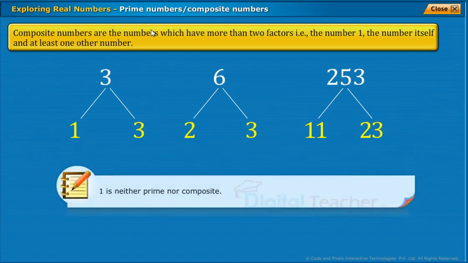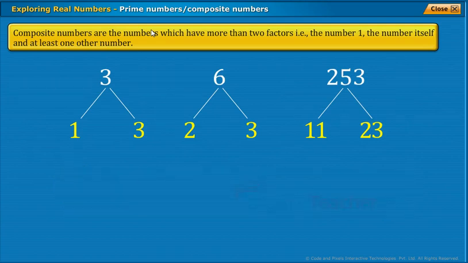We know that all natural numbers except 1 can be written as a product of their prime factors. For example, let us go through some of the numbers. Say 3 is equal to 1 into 3. 6 can be written as 2 into 3. 253 can be written as 11 into 23, and so on. But here 1 is neither a composite nor a prime.